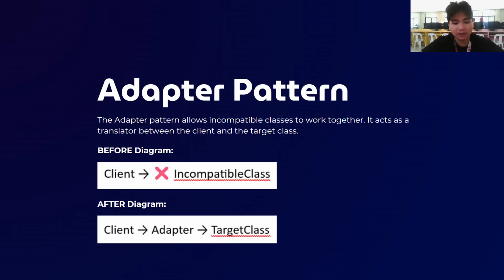So next is the adapter pattern. The adapter pattern allows incompatible interfaces to work together and acts as a bridge or translator between two systems that were not originally designed to communicate. This pattern is commonly used when integrating legacy systems or external APIs without modifying the existing code.